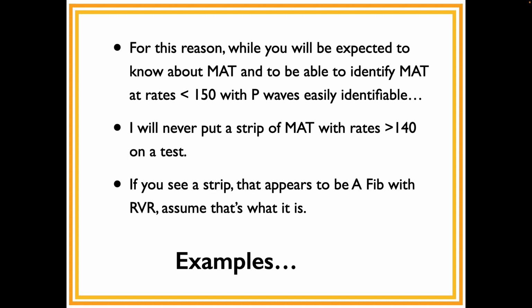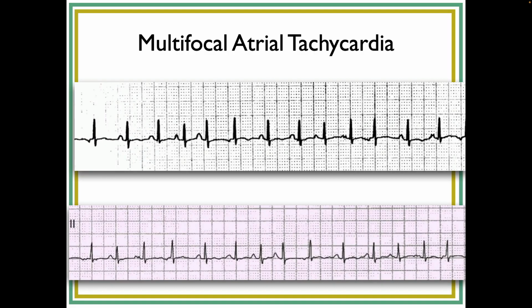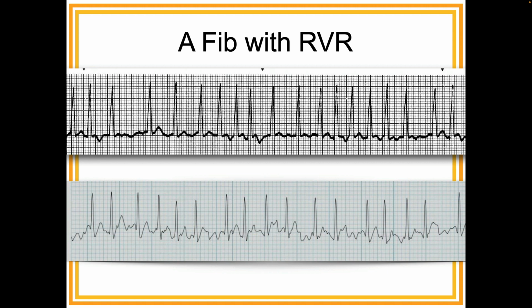Okay? If you see a strip that appears to be AFib with RVR, just assume that's what it is. Don't get all tangled up in multifocal atrial tach. It just complicates life. So, for example, this is clearly multifocal atrial tach because it just looks like a slightly rapid wandering atrial pacemaker. This, if you look at it, you say, oh, are these P waves? Oh, is this multifocal atrial tach? No, this is AFib, but you can see why people get mixed up. So just call this AFib. It almost certainly is AFib. It's AFib in this class.